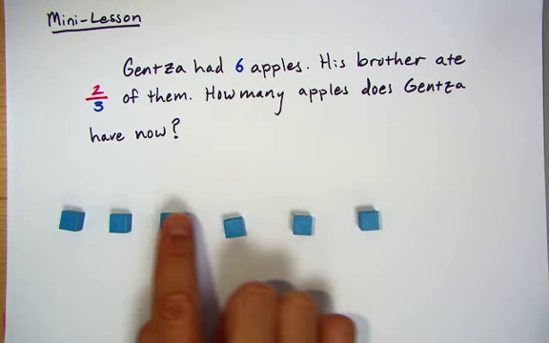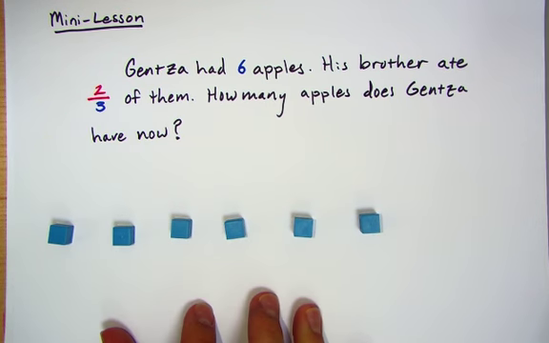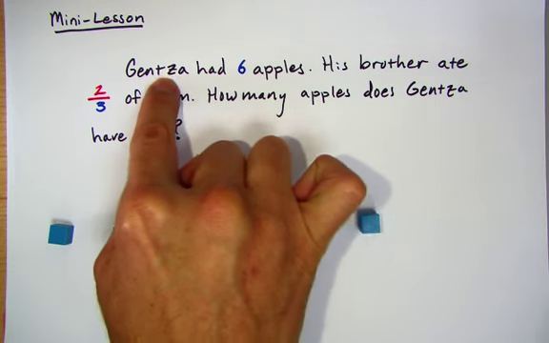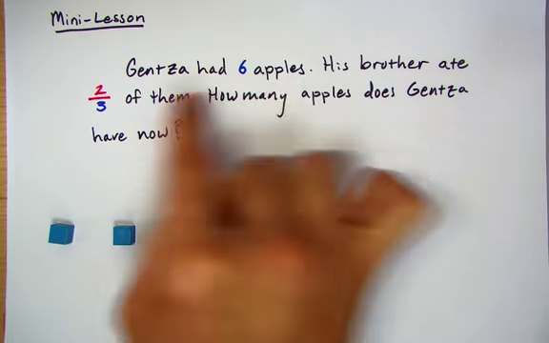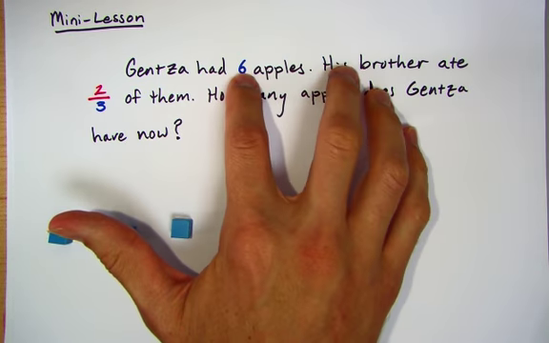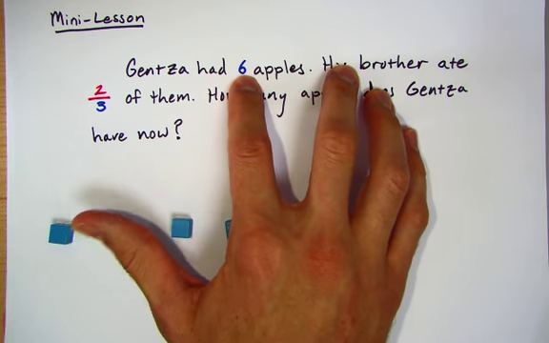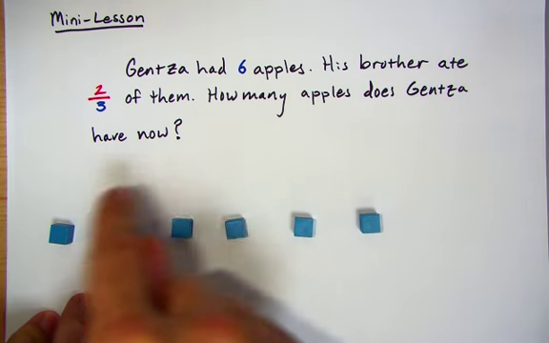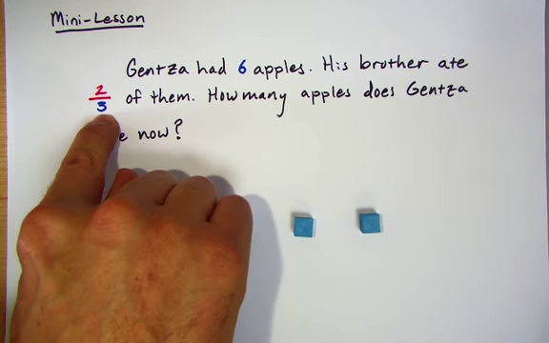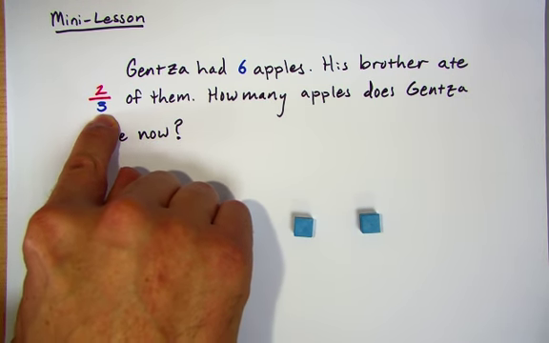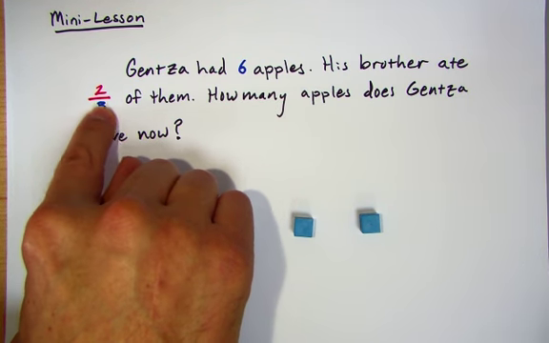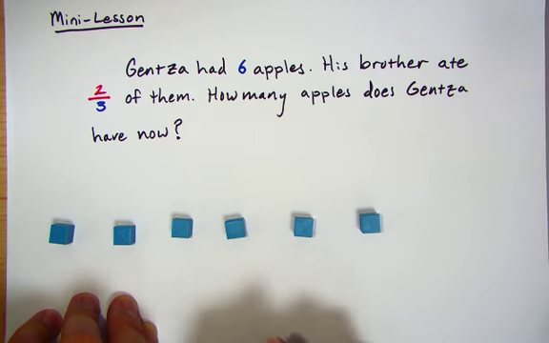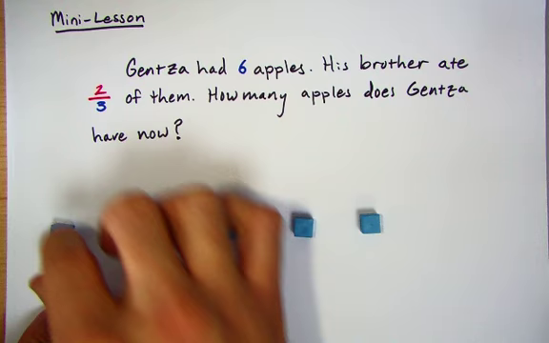Okay, let's go ahead and look over this problem. Now, I know that I have to have 6 apples out here because it says Genza had 6 apples and then his brother ate 2/3 of them. But just like in the previous mini lesson, 6 should be our denominator because we have 6 total parts. But look at this fraction. The denominator has a 3. Oh, that denominator is a 3. This is 6 apples. I'm confused. But we can look at it a different way.